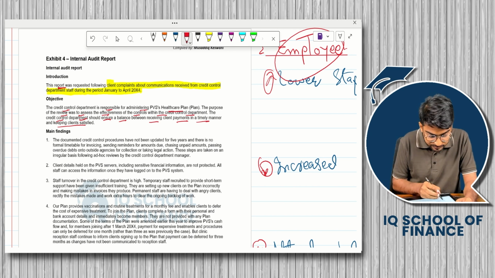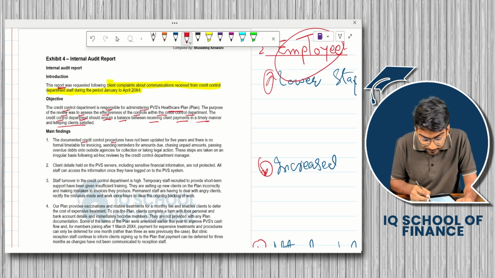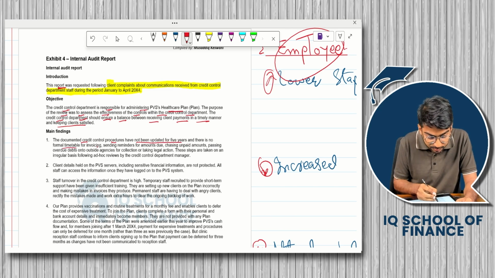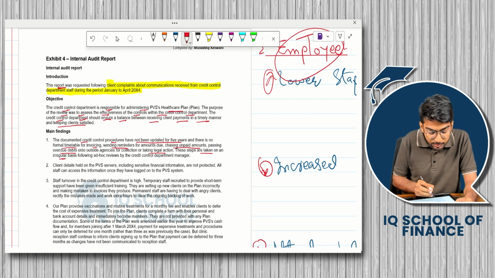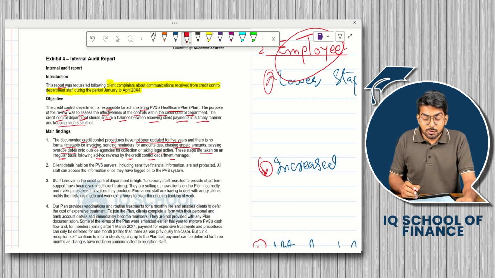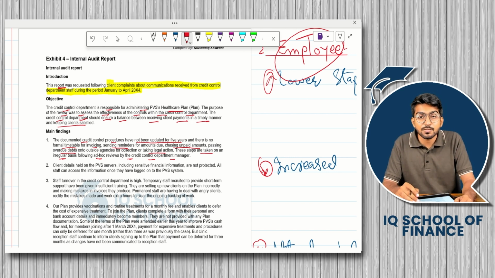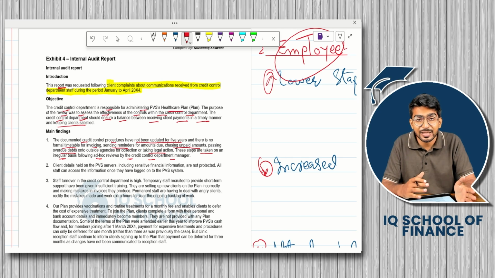In main findings we have the documented credit control procedures have not been updated for 5 years, and there is no formal timetable for invoicing, sending reminders for amount due, chasing unpaid amount, passing overdue debts onto outside agencies for collection, or taking legal action. These steps are taken on an irregular basis following ad hoc reviews by the credit control department manager. So the conclusion of this finding is that the credit control department has nothing formally documented, nothing has been done formally with the predefined timeline.